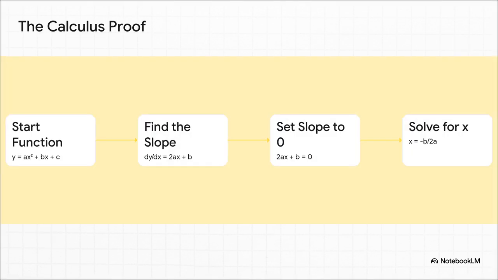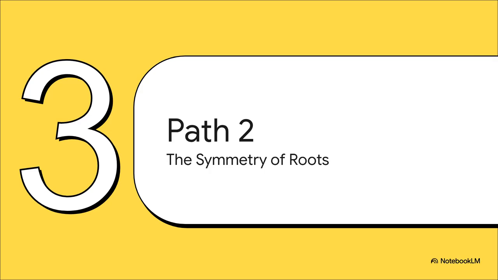And here's how it works. It's pretty elegant, actually. You take the standard function, and you find its derivative, which gives you a new formula for the slope at any point, 2ax plus b. Since we want the point where the slope is 0, we just set that equal to 0. A little bit of high school algebra, subtract b from both sides, divide by 2a, and boom, there it is. We found our x, and it's negative b over 2a. So clean, so efficient.